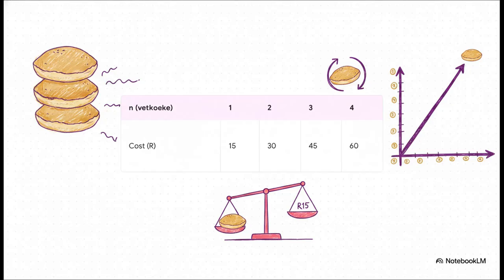If you look closely at the numbers here, it's pretty straightforward. 1 vet cook, 15 Rand. 2, 30 Rand. 3 is 45, and it just keeps going. The cost increases proportionally in a perfectly straight line. And honestly, the most important takeaway here is that if we track that line all the way back to 0 vet cook, the cost is exactly 0 Rand. Nobody has ever been charged for a vet cook they didn't buy. Mathematicians call this direct proportion, and it's definitely the financial baseline we're all most comfortable with.